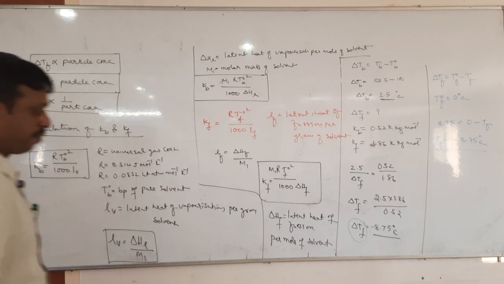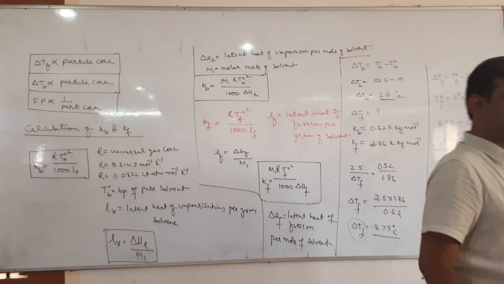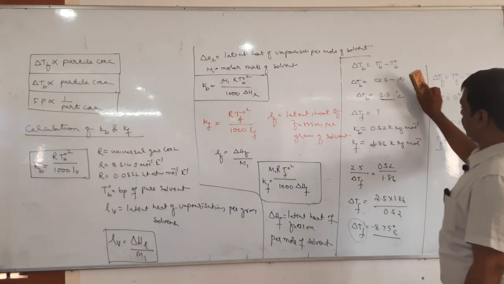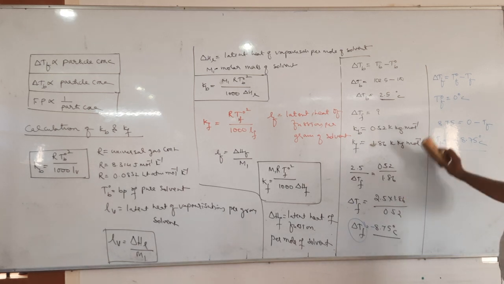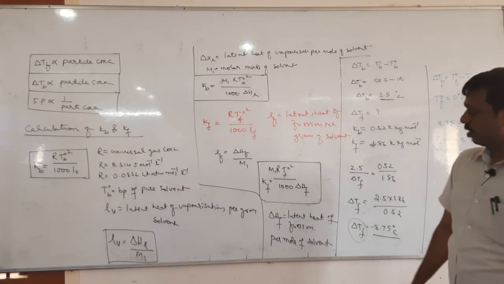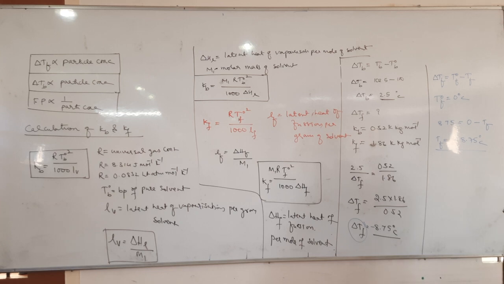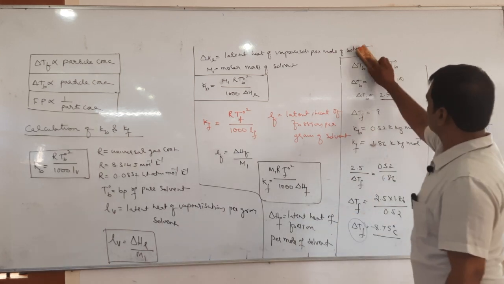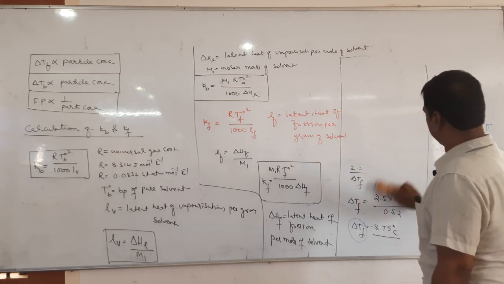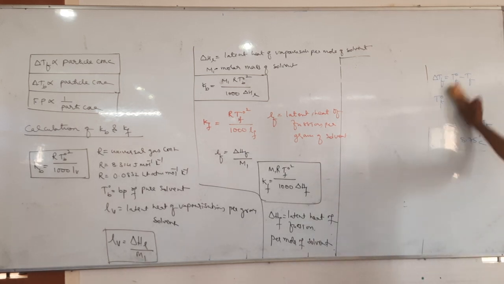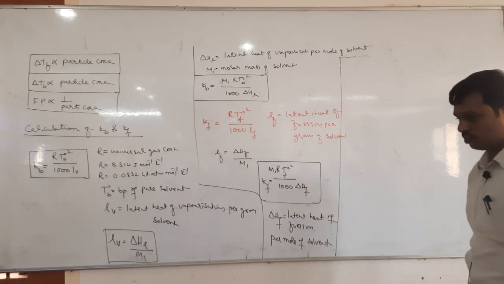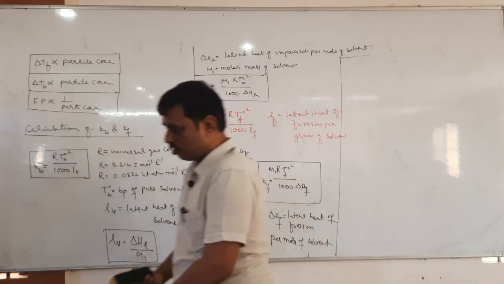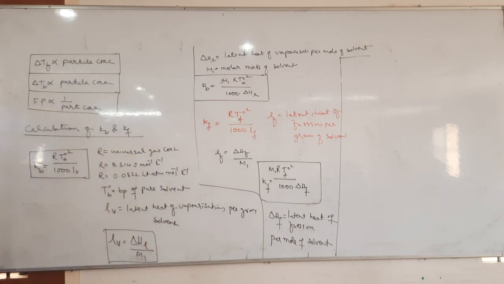Okay. And moreover, the relation between delta TB and delta TF is already done, no? Delta TB by delta TF equals KB by KF. Okay. We shall do some model problems in the next class.